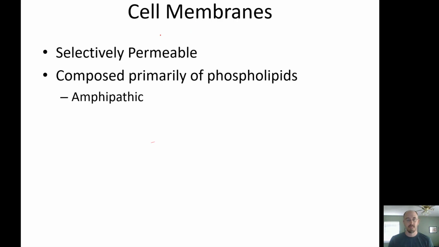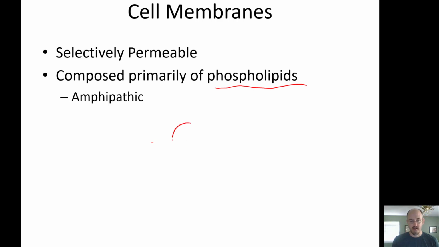They are selectively permeable. That means that some things can get in and other things cannot. So some things can permeate, right? Some things can get in and out, and some things have a harder time getting in and out. And they're composed primarily of phospholipids, a molecule that we'll talk about in an upcoming lecture. But these are amphipathic molecules.